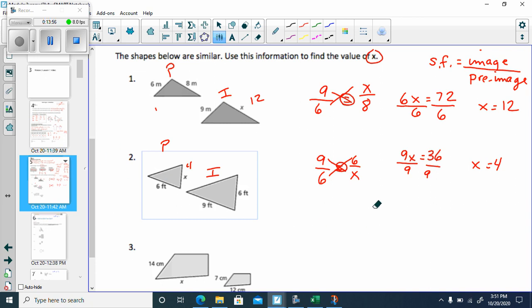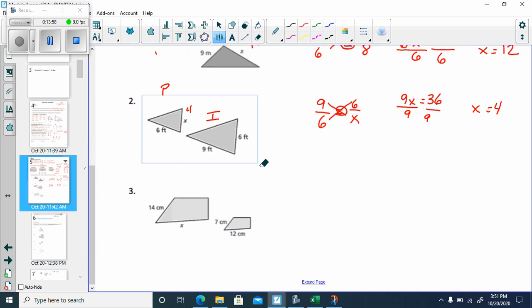Now let's look at number 3. Look at this, guys. If this one started at 14, it winds at 7. Doesn't that tell you up front you're dividing it by 2? Isn't this half the size? But let's just go ahead and work it out.